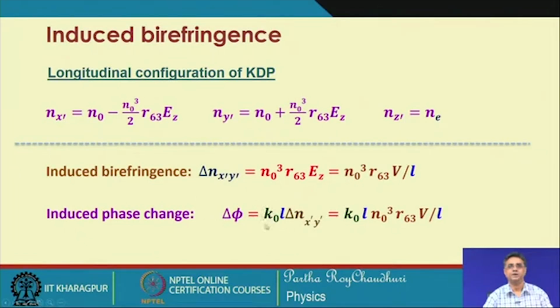that is twice pi by lambda, which will be effectively, L and L cancel. So, k 0 n 0 cube r 63 into V. So, you can see that the induced phase change is proportional to the applied voltage.